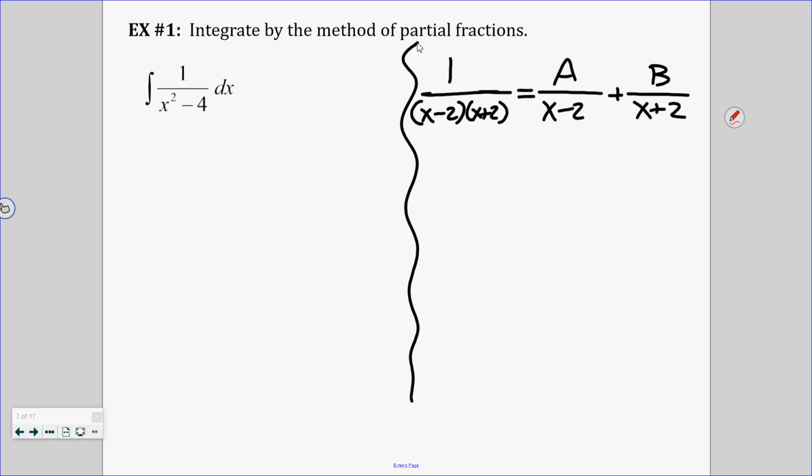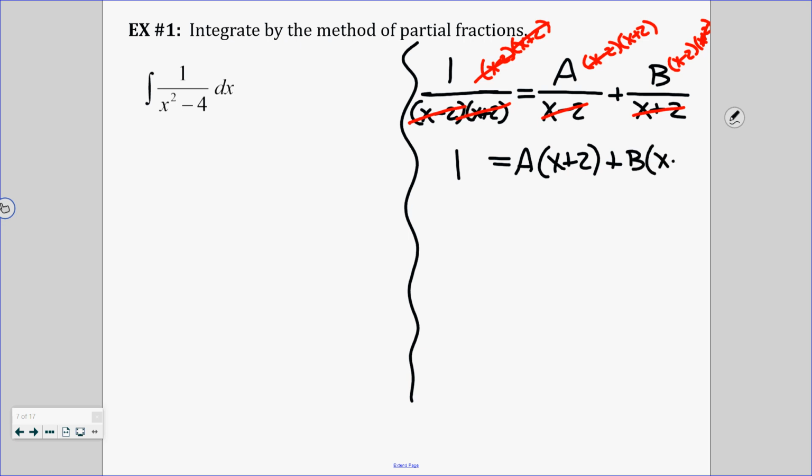Now what we're going to do is basically multiply. We'll skip this step in future ones, but right now I'm going to show it. We're going to multiply both sides by the least common denominator to get rid of the denominators. The least common denominator has to be this one, because that's literally how I made up this right-hand side. The reason we do that is so that we get rid of these denominators and it leaves us something we can solve. So we get that 1 equals A times (x plus 2) plus B times (x minus 2).